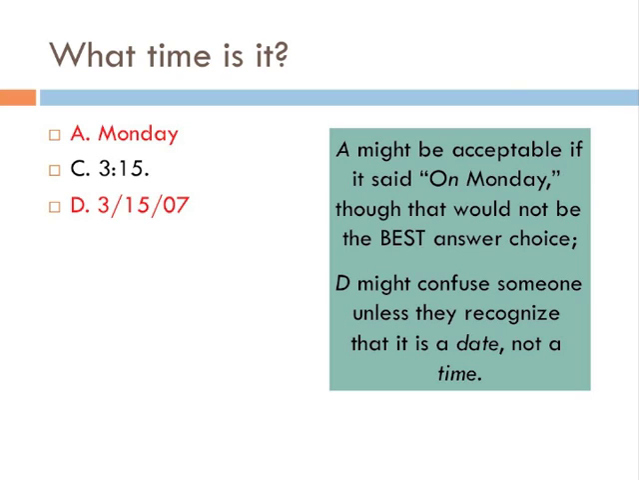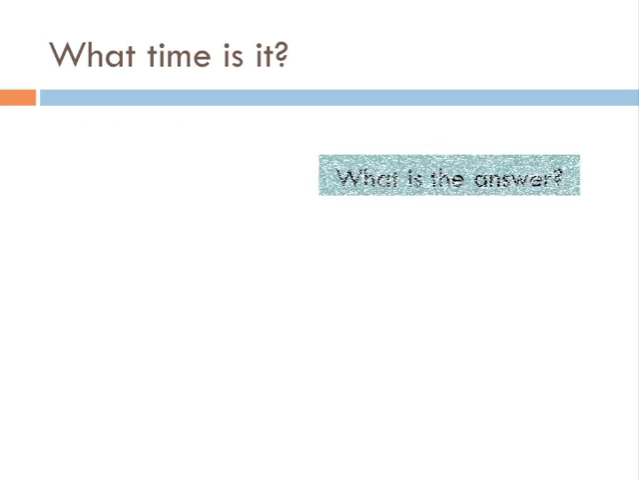D, of course, can confuse someone, a general test taker, unless they recognize that, of course, this is a date and not a time. So again, what we're trying to just demonstrate here with this sample question are the different ways or the different levels of distractors that test makers use. So in this case, we could easily see the answer.